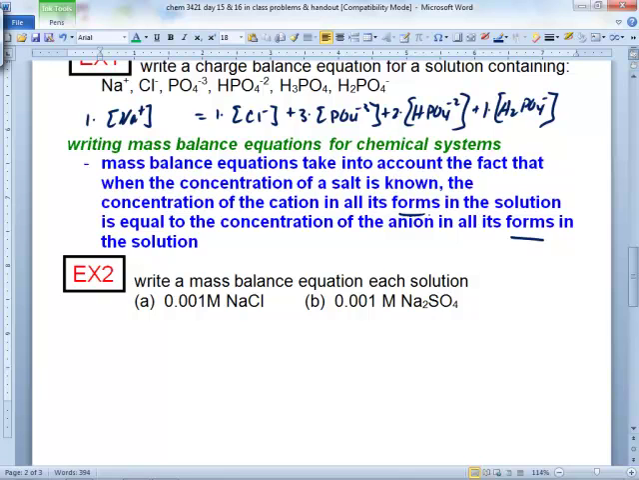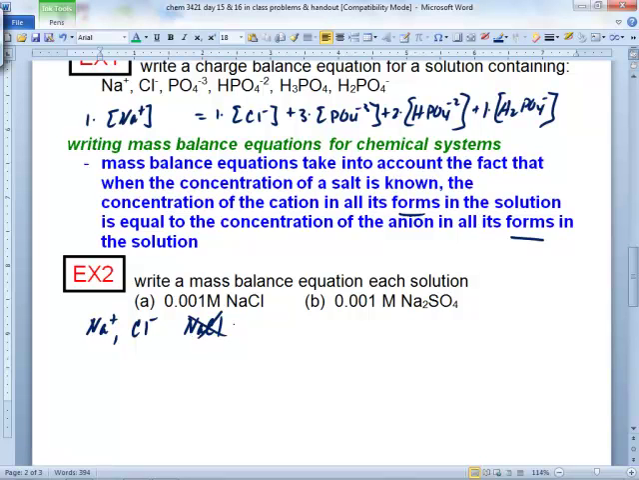These mass balance equations are also going to be easier to write in an actual problem, because we're going to identify all the ions in solution before we get this far. All we're saying is that the concentration of sodium cation in all its forms has to equal the concentration of chloride in all its forms. So what are all the species? It's easiest probably to list them all out first. Do I write NaCl as a species? Does NaCl exist in solution? It's completely soluble, so does it exist? No, it doesn't exist.